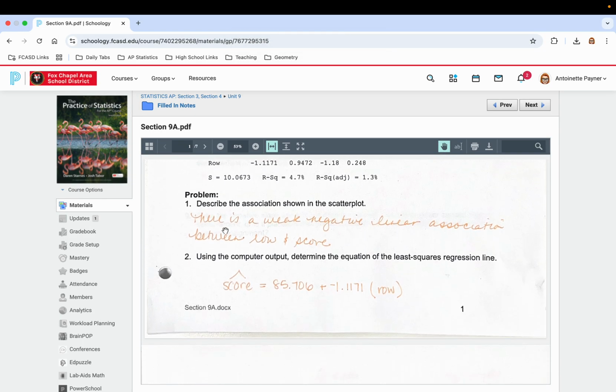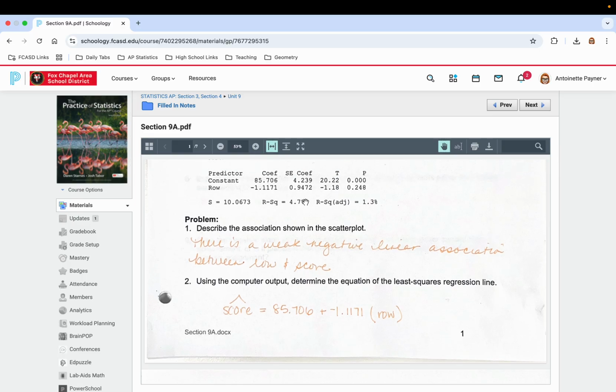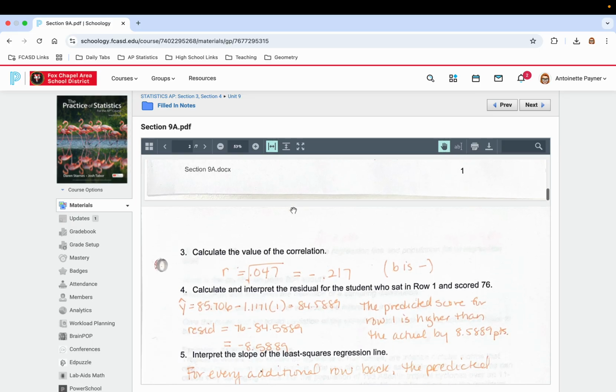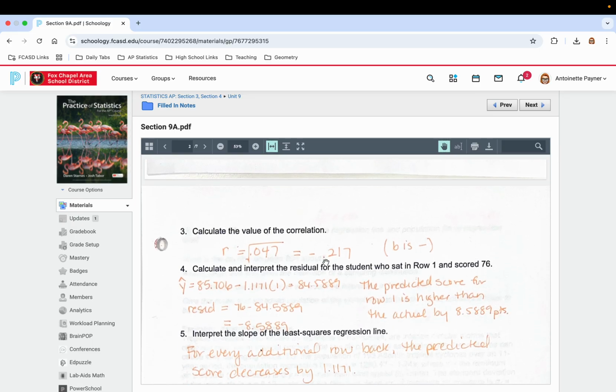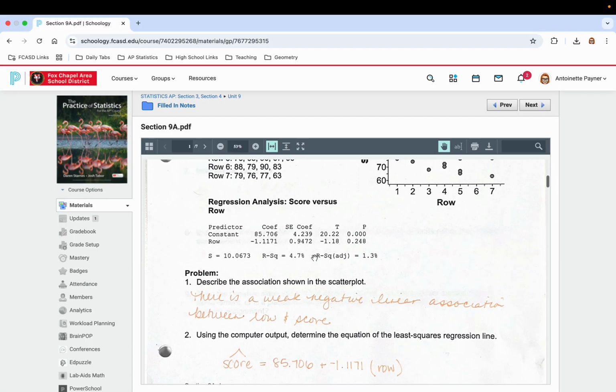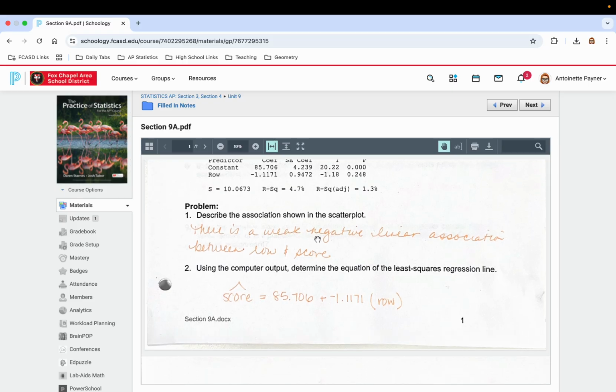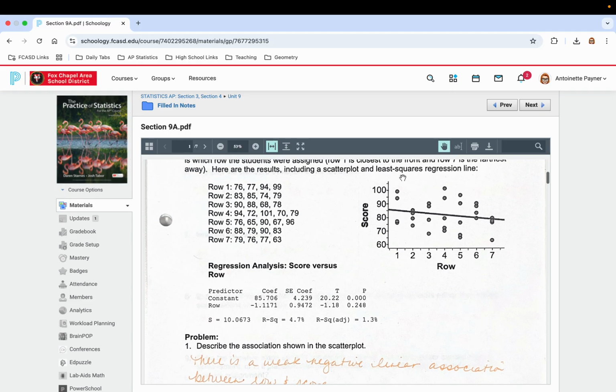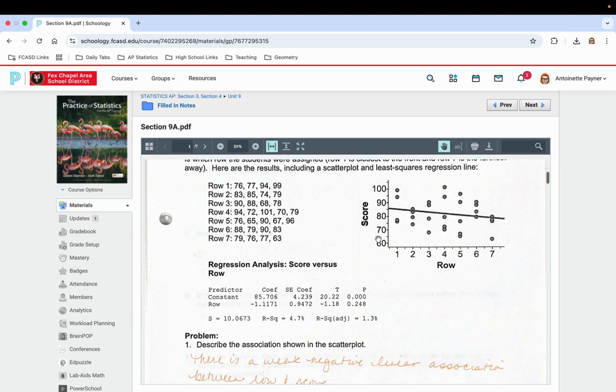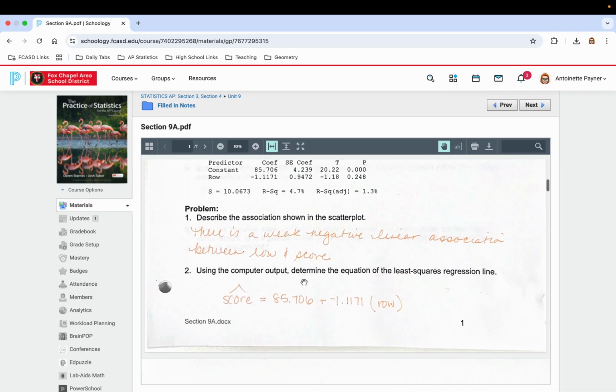For number 1, I have there's a weak negative linear association between row and score. There's your r squared right there. You can take the square root of that r squared, which I think I had to do in the other problem, and you get 0.217. When you find that correlation, you have to pay attention to the slope. The slope is negative, so the correlation is going to be negative. So it's pretty weak. It's negative. And again, it's not a weak curve, it's just a weak linear association between row and score.